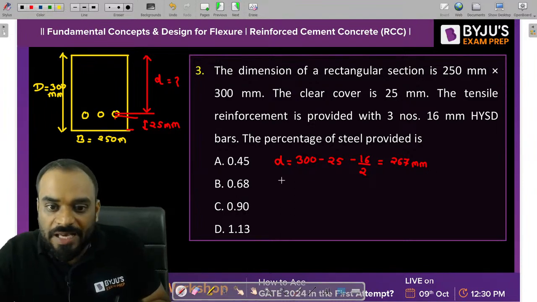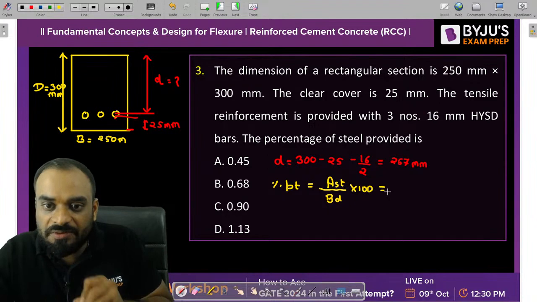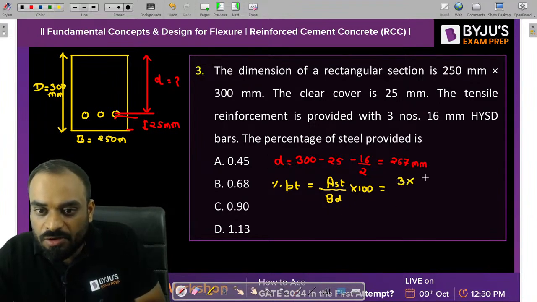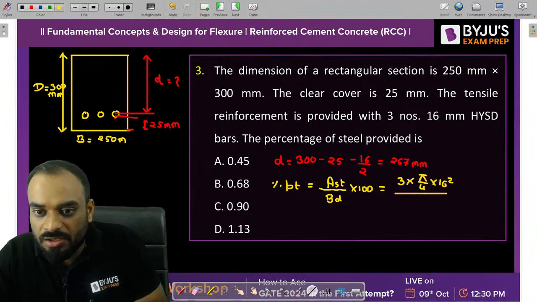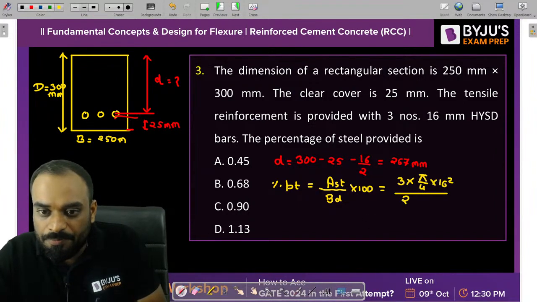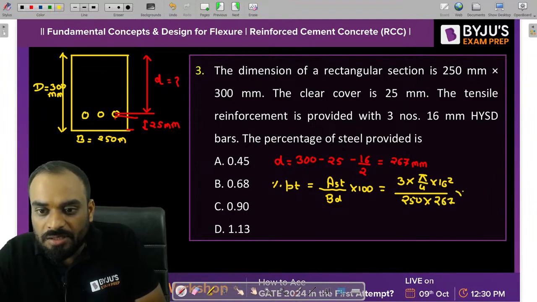Okay, sir. Now let's calculate, guys, what is the percentage of steel which we have provided in this particular case. It is Ast divided by B into d multiplied by 100. Now how much Ast we have provided? Can I write here, guys? It is 3 number of bar multiplied by area of each bar. Then divided by this dimension B into small d. The B value is already given, which is 250 mm. And the small d value is equal to how much? It is basically 267. Then multiply by 100. After this, you are able to get the percentage.